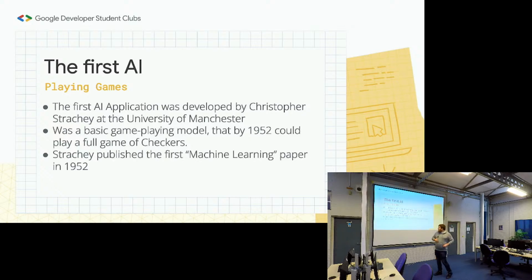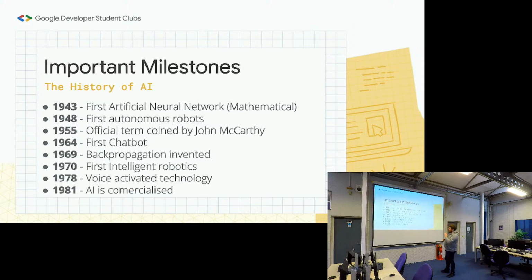Next slide. And Strachey published the first, what was called a machine learning paper, that same year in 1952, focusing on that game of checkers. And that's really where the academia of machine learning and AI really started, from 1952. So next slide. Those are the two founding moments of AI, but there's been a lot more.